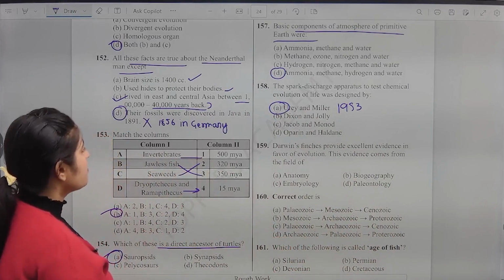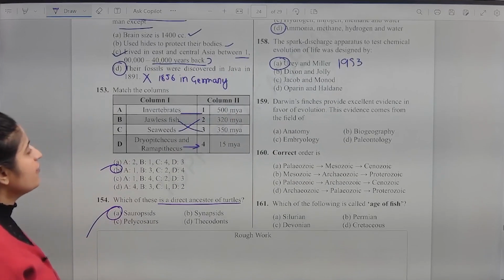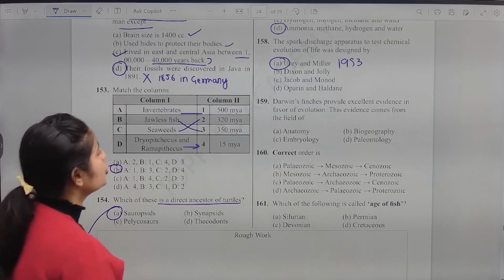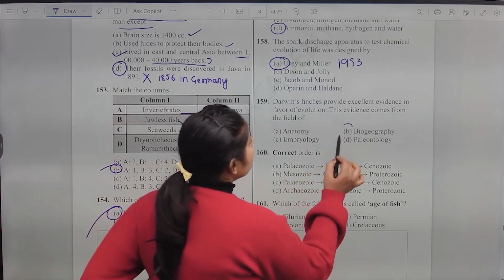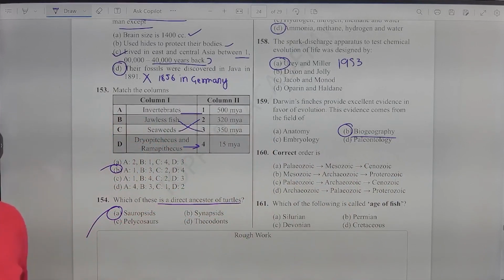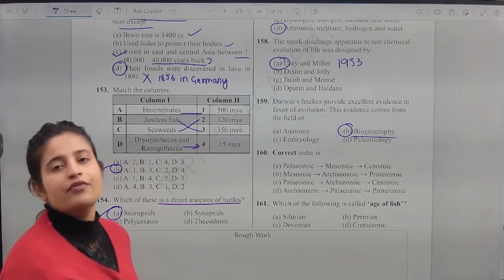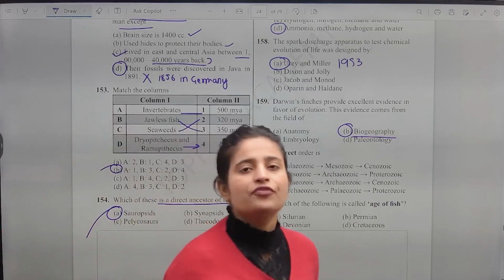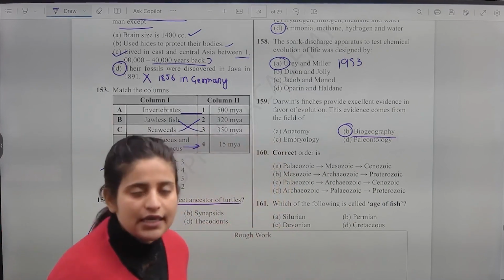Darwin's finches provide excellent evidence in favor of evolution. This evidence comes from biogeography. Do you understand biogeography? Biogeography is the branch of biology that deals with the geographical distribution of plants as well as animals.